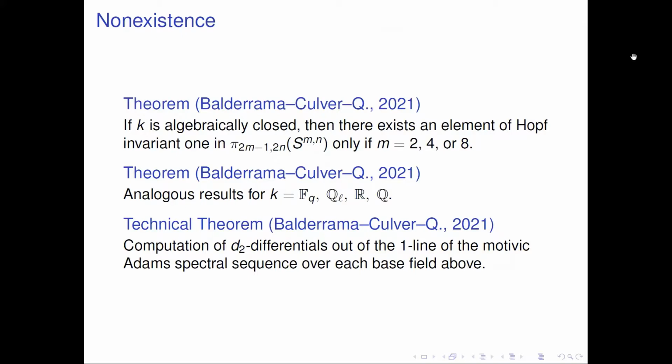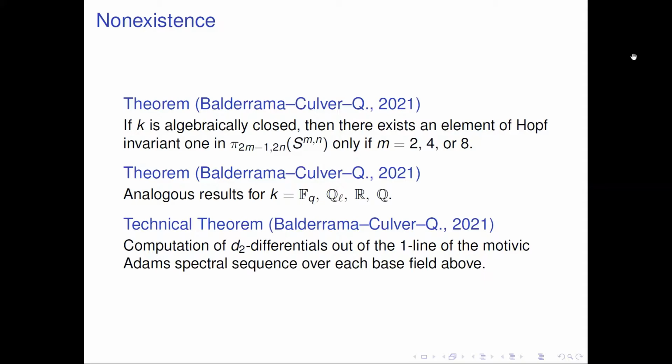For those familiar with the classical Hopf invariant 1 proof using the Adams spectral sequence, I've included a technical theorem, which is how Balderrama, Culver, and I prove this. So what we really do is compute all of the d2 differentials out of the one line of the motivic Adams spectral sequence over each of the base fields above. To prove this technical theorem, we introduce the motivic lambda algebra, which is a motivic analog of the lambda algebra used, for instance, in the 1980s and 1990s to make a lot of computations in stable homotopy theory.